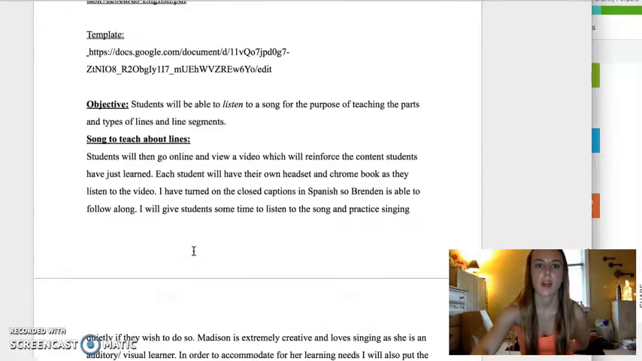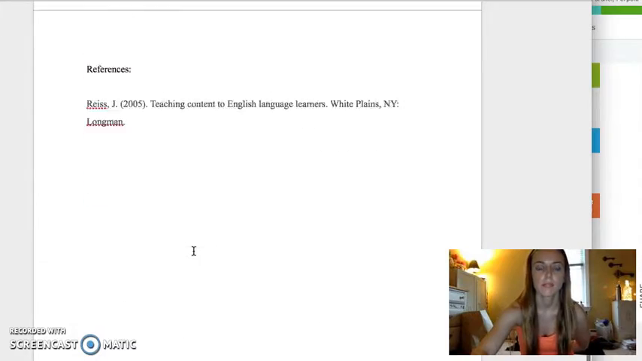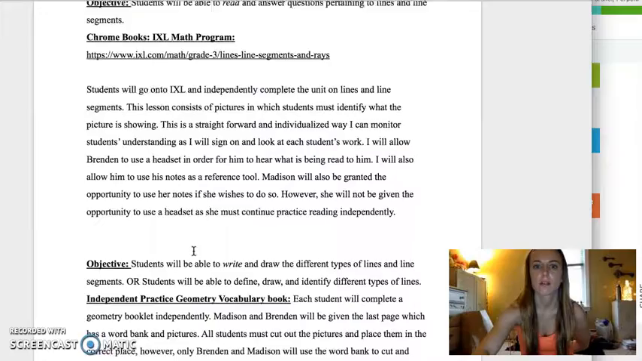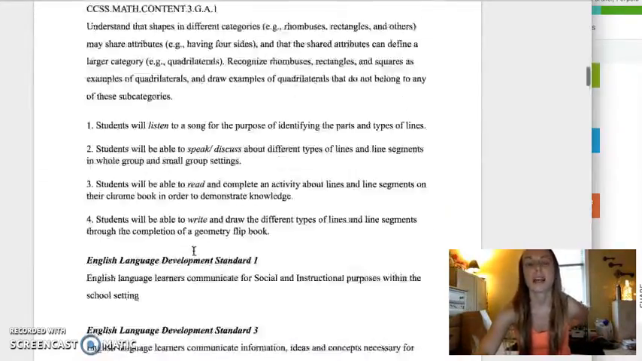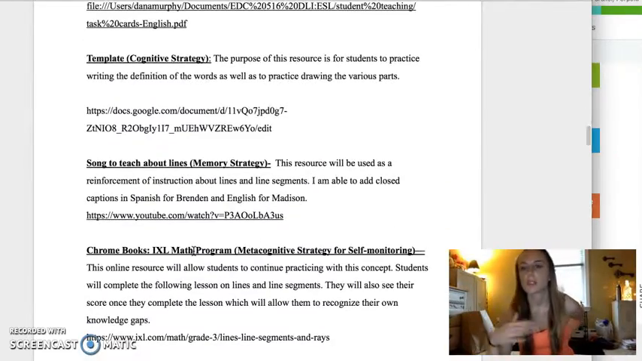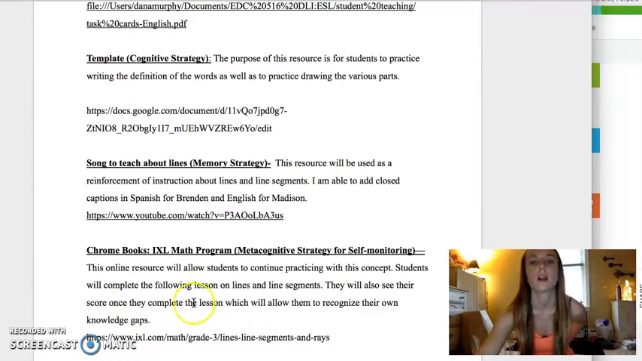And I think that IXL is good because it lets the teacher assess students, but it also allows students to assess their own understanding. Once they finish that lesson, their score pops right up, so they can see, okay, I'm understanding this, or no, I'm not, I need to work on this a little more.